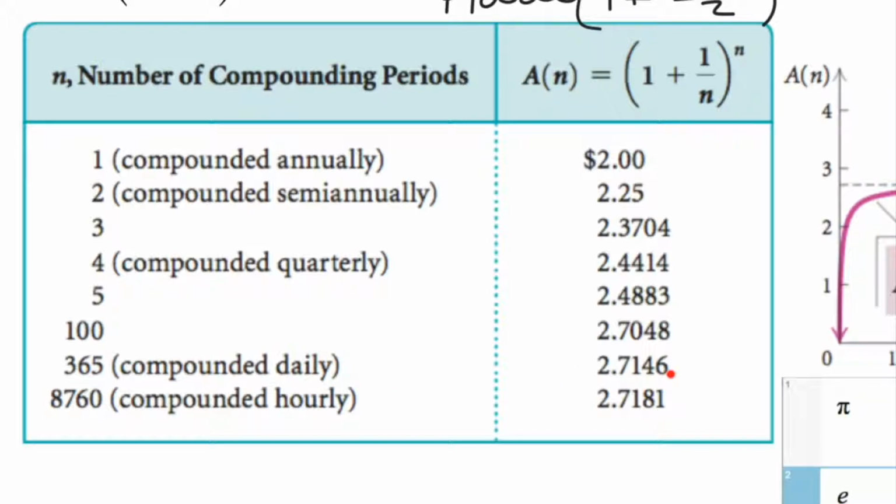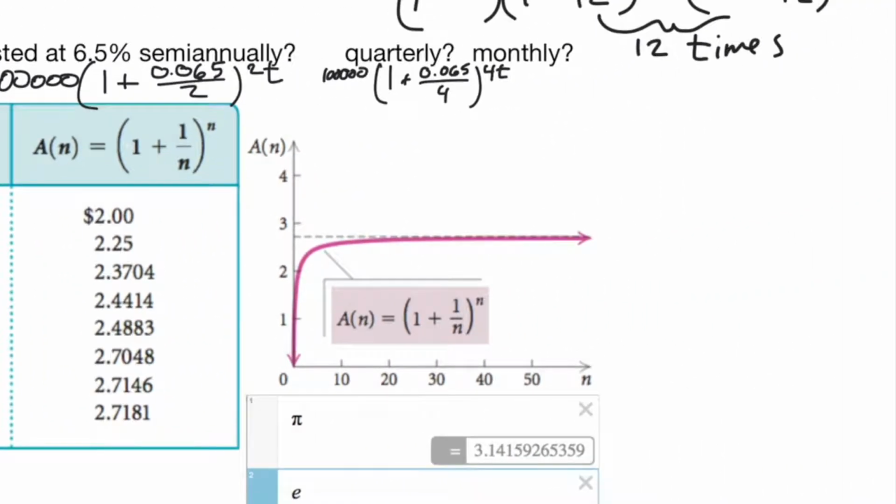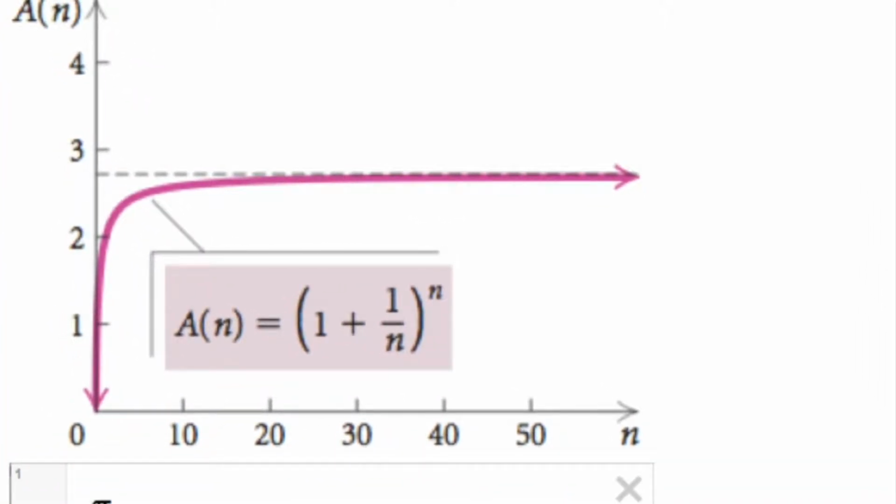Here's compounded daily, 2.7146. That's 365 compounding periods. If you multiply that by 24, this is if you get a tiny, minuscule amount of interest every hour of the year. That turns out to 8,760 compounding periods. That turns into 2.7181. Now, these numbers are all increasing, and if you compounded by the minute, it would give an even slightly higher number as well. But what you might notice is that it's got a horizontal asymptote right here.